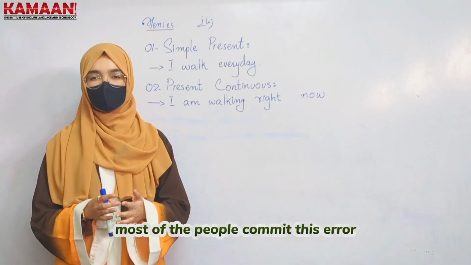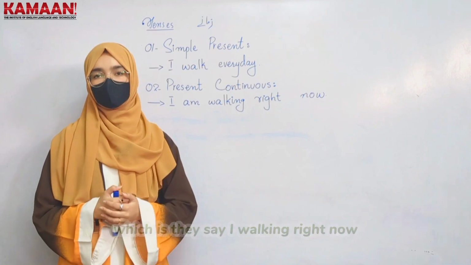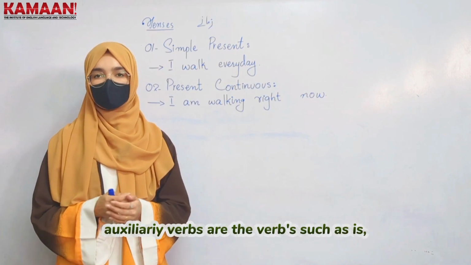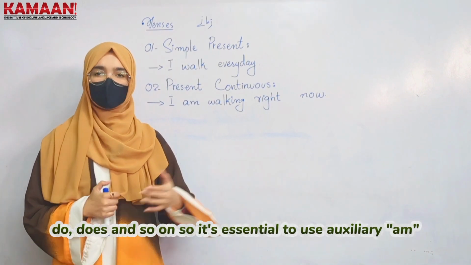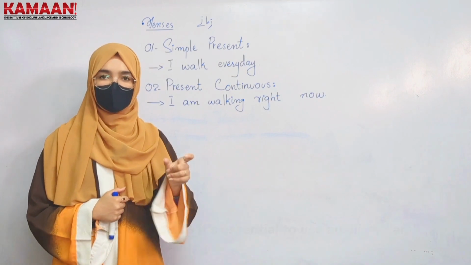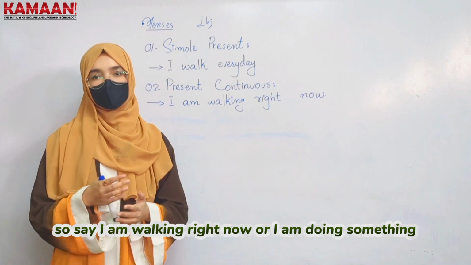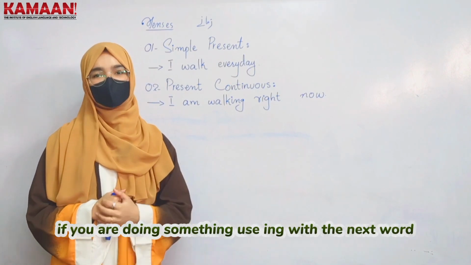Most people commit this error, which is they say I walking right now. Remember, it's essential to use auxiliary verbs. Auxiliary verbs are verbs such as is, am, are, do, does, and so on. So it's essential to use auxiliary verbs like am, are. So say, I am walking right now, or I am doing something. If you are doing something, use ing with the next word.